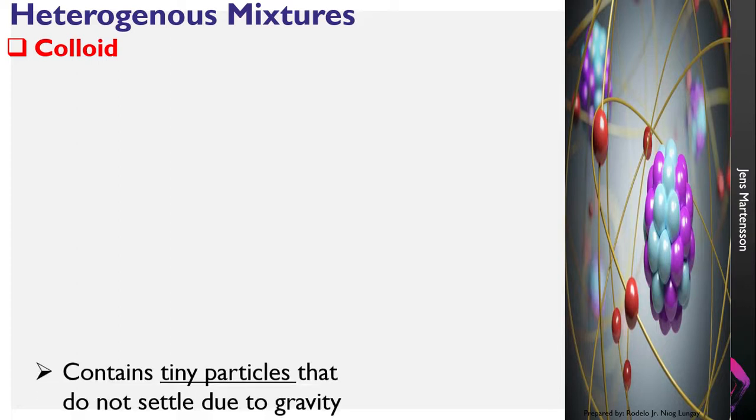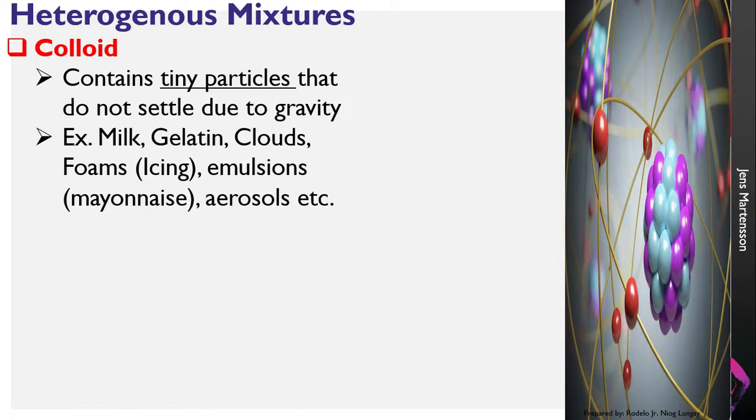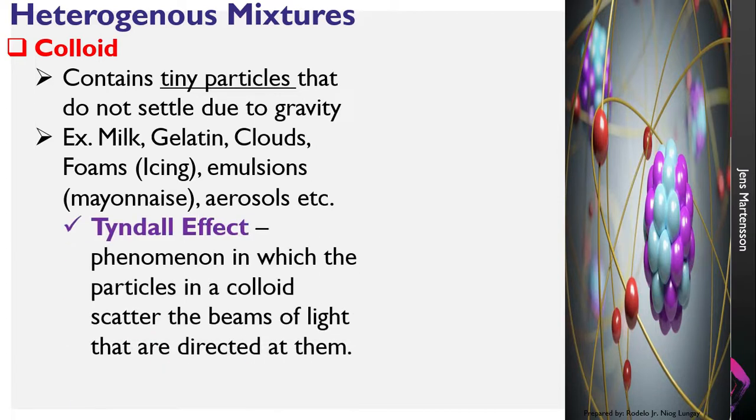Okay? So we have types of heterogeneous mixtures. We have the colloid. Colloid contains tiny particles that do not settle due to gravity. Meaning dili mulugdang ang mga tiny particles, permanente lang sila naga suspended sa isa ka mixture. Examples of colloids are milk, gelatin, clouds, foams, icing sa cake, emulsions, mayonnaise, and aerosols.